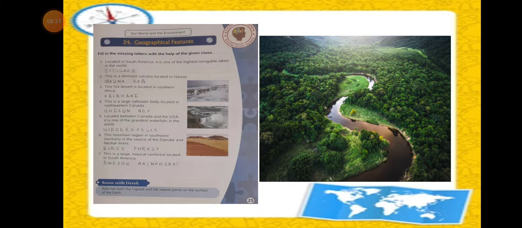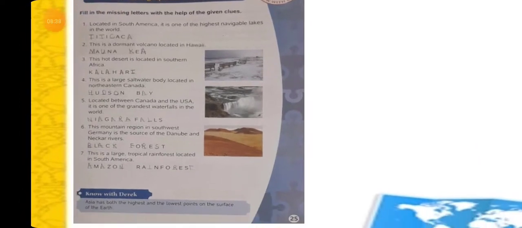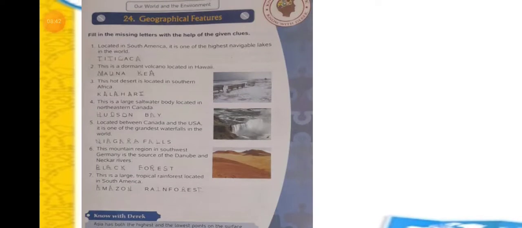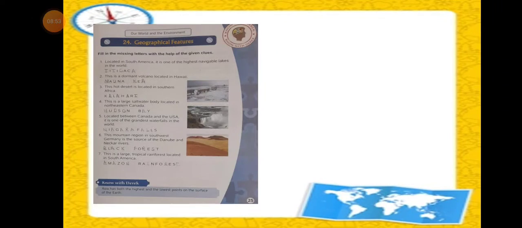Okay, children, with this we are coming to the end of this exercise of page number 25. So once more I'll show you in close up the exercises so that you can see the spellings correctly, and please jot it down in your book correctly. So please see, children, this is the exercise. Okay, so with this we are coming to the end of page number 25.